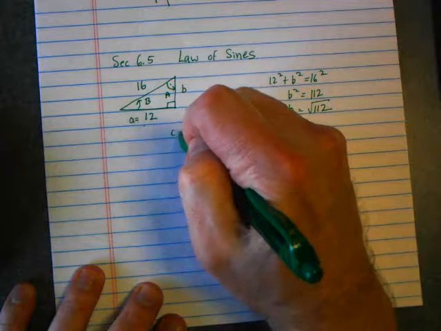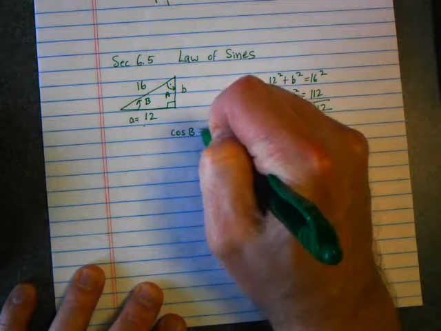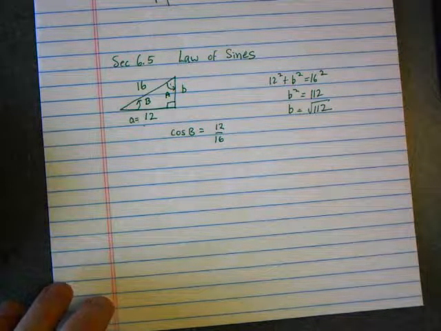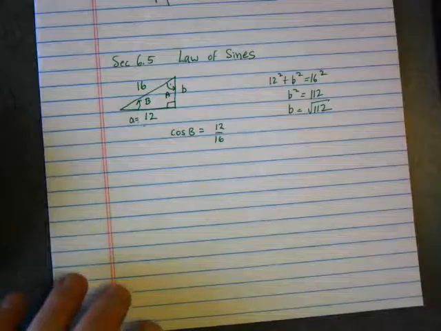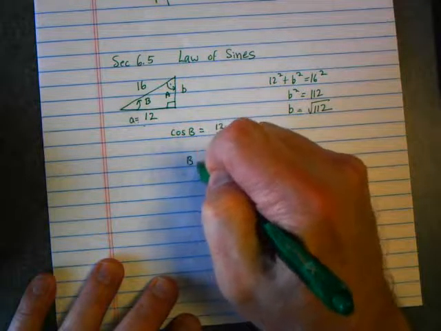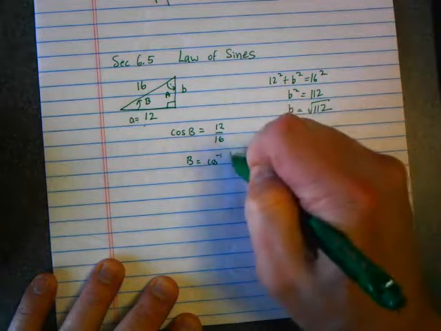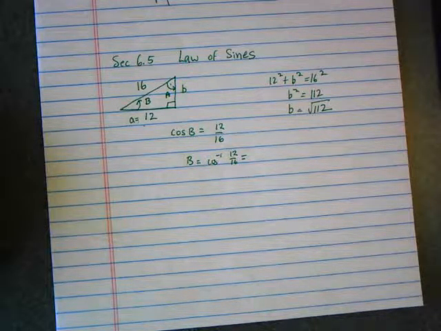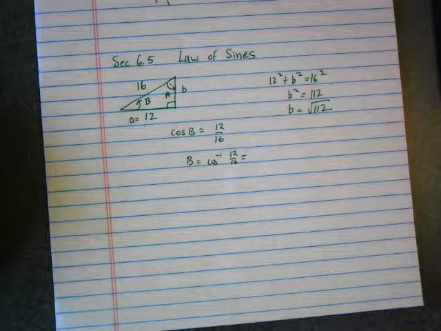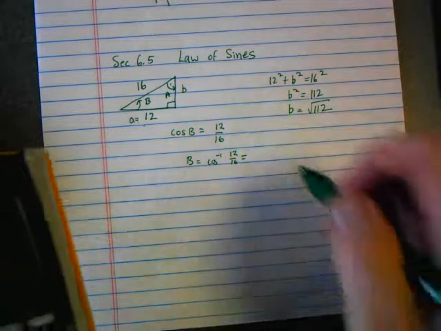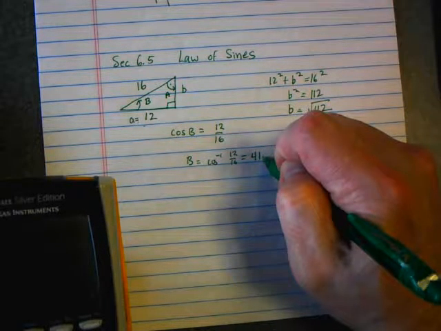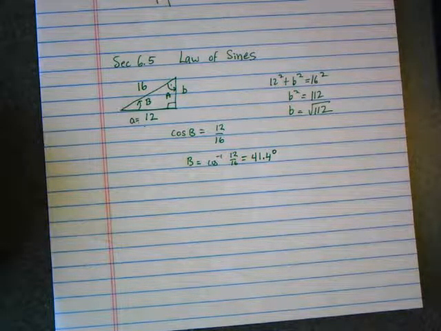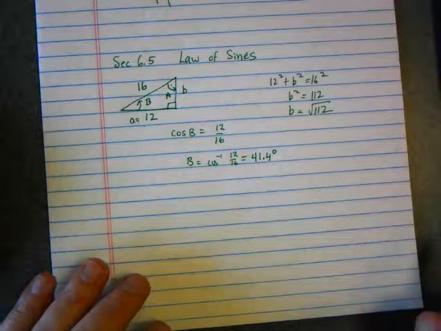I would say cosine of B is 12 over 16, adjacent over hypotenuse. And you're absolutely right, to get the B all by itself, I would do inverse cosine. So B is inverse cosine of 12 over 16. Calculator says, I'll call it 41.4 degrees, rounding to one decimal place. Okay. And then finally, how would I find angle A?